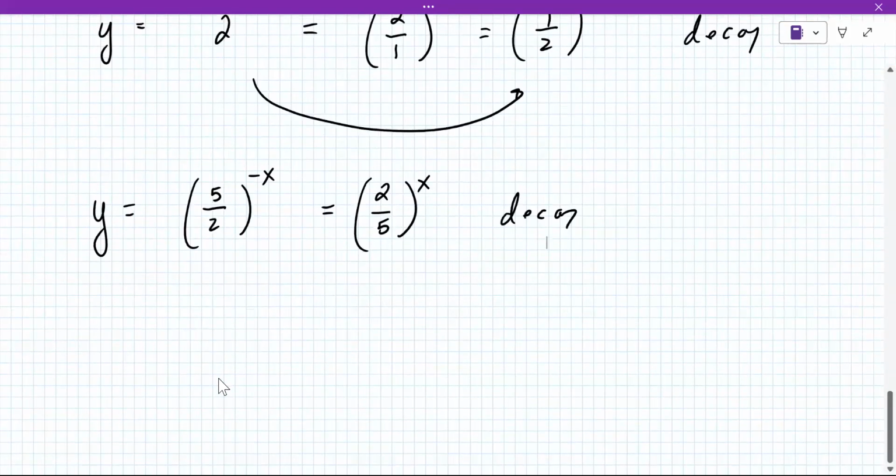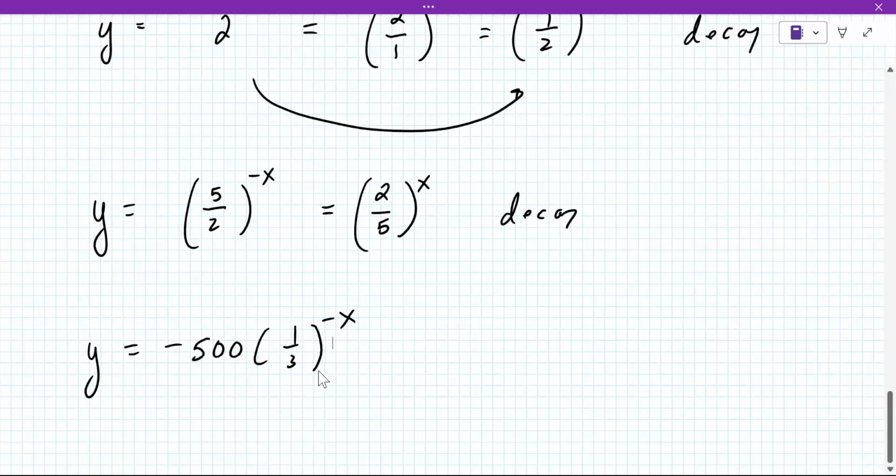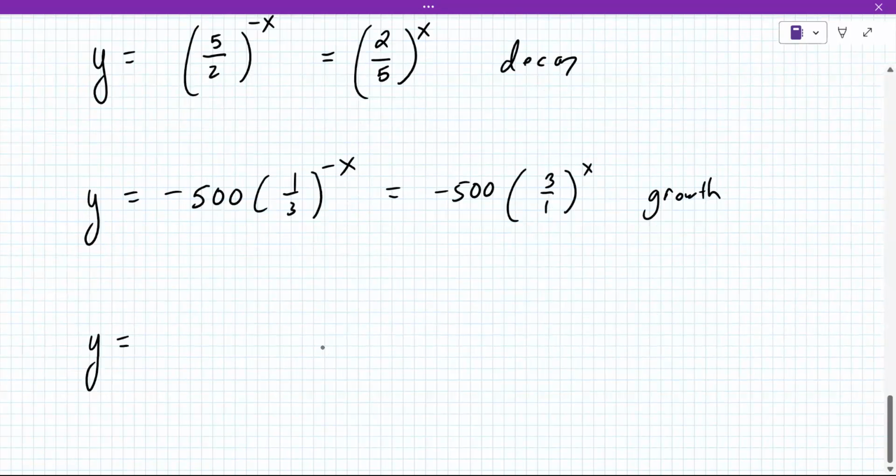Now I can add in some other things. I can put in negative 500, 1/3 to the power of negative x. This negative 500 has nothing to do with whether it's growth or decay. It comes down to what's inside parentheses after you deal with the negative. So in this problem, you have to flip the exponent there. And now you can say whether it's growth or decay. What do you say? Is it growth or decay? Oh, that's growth. Growth. Very good.